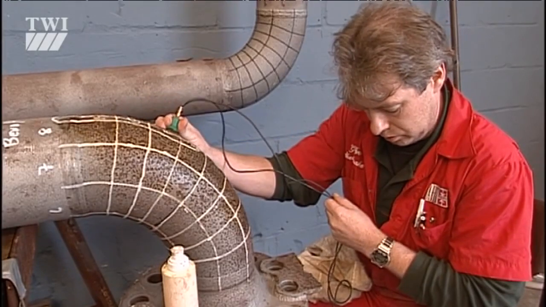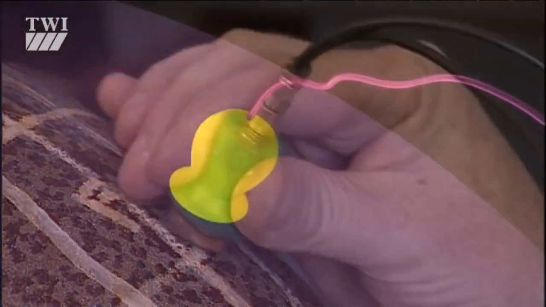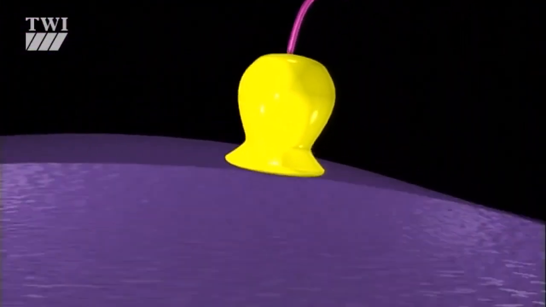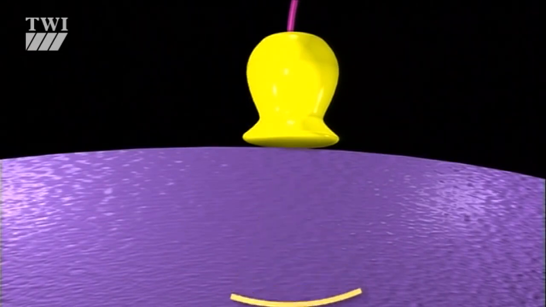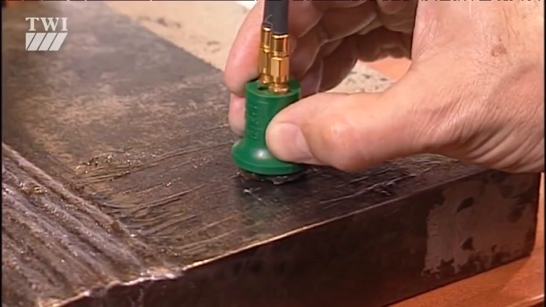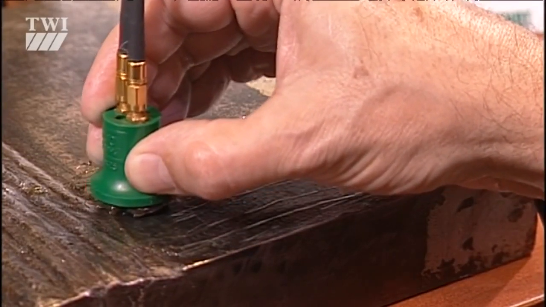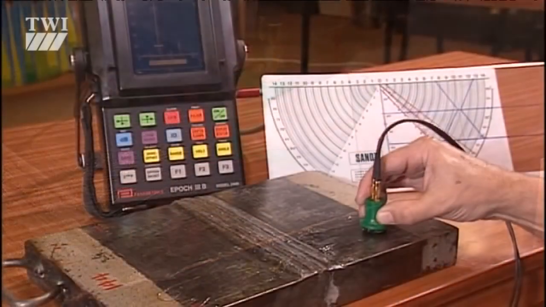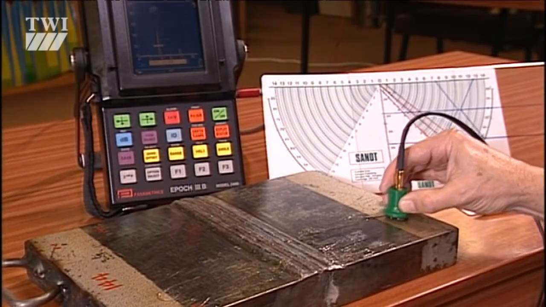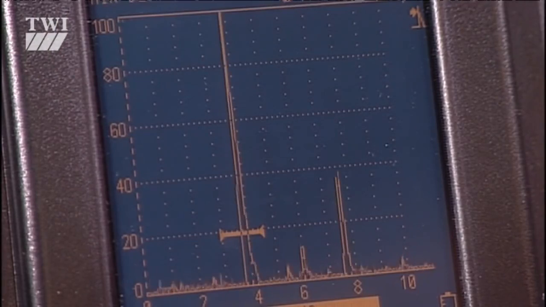UT, as it's known, is actually a generic title for several different methods of generating and observing ultrasonic signals. They're all different, but use the same basic principle. They all use a signal above the audible frequencies, hence the word ultrasonic. This is passed from a probe into the component under investigation. The signal bounces or is reflected when it comes across a discontinuity. If we can measure how long the signal takes to return, knowing the speed at which it travels, we can tell where the discontinuity is.